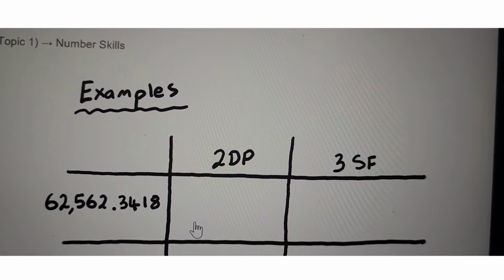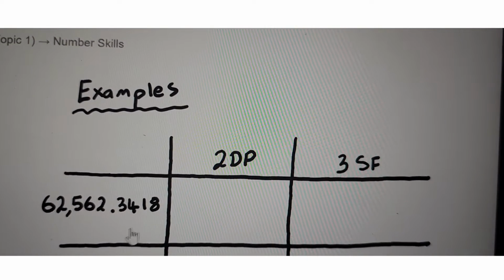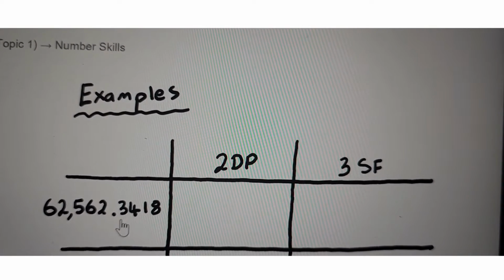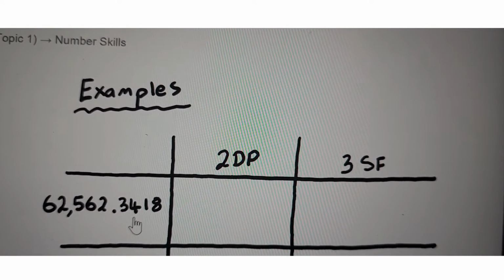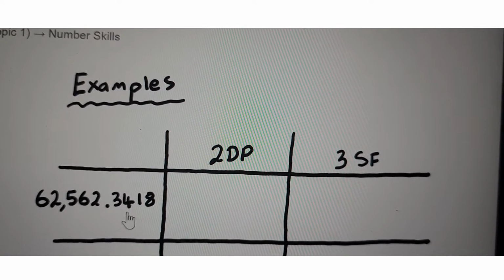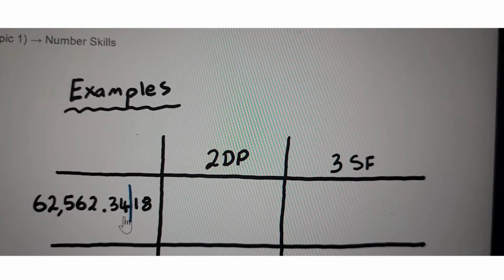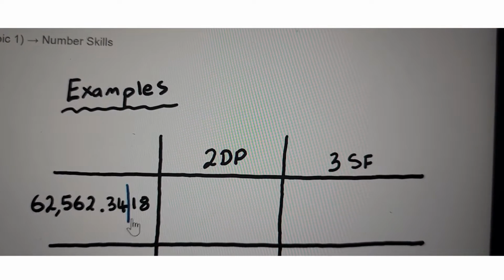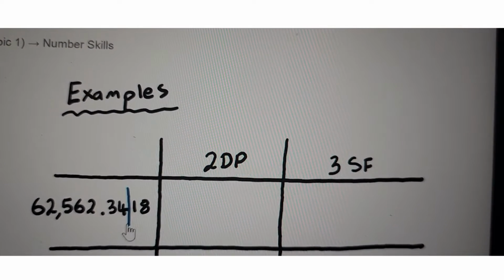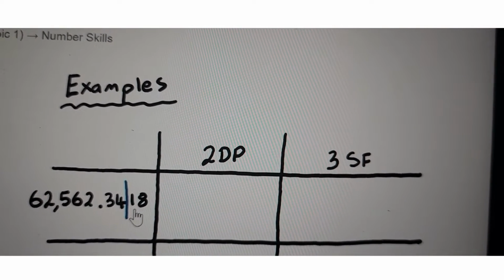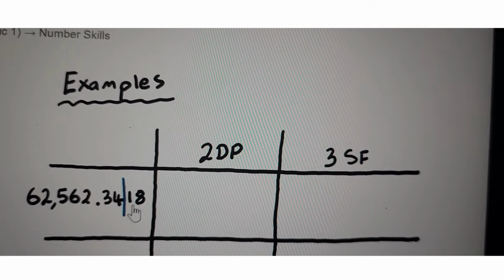Okay, 2 decimal places. The way that I like to think about it is let's count the numbers after the decimal point. So 3 and then 4, and I want to round the number after the 4, or in other words, chop it off. So I'm going to chop it off after this line here. But before I just go ahead and start chopping, I need to consider what's the next number. Is it small or is it big? And in this case here, the number is small, it's a 1.